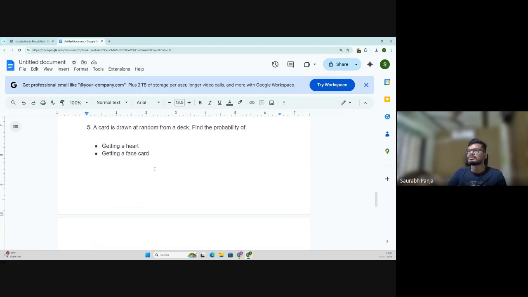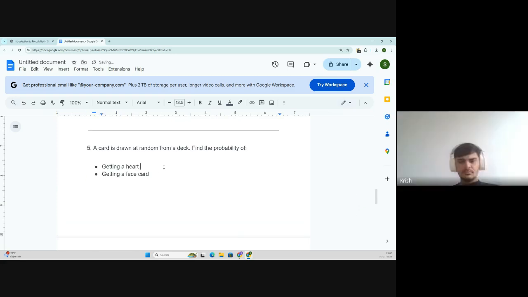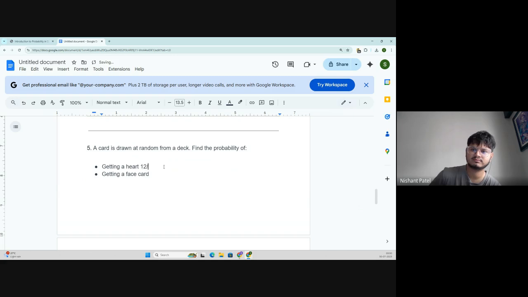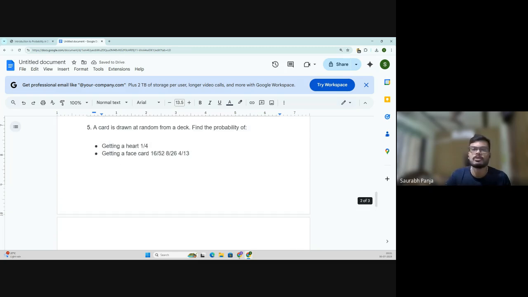Cool. And the fifth question we also saw, getting a heart, getting a face card. What is the probability of getting a heart? 13 by 52, which is 1 by 4, I believe. Yes. Getting a face card, assuming there are 4 face cards of each suit, we already did it, which is 16 by 52. I think we can simplify it. That would be 8 by 26. I think 4 by 13. I don't think we can simplify more than that. Cool. Let's quickly move to the next one.